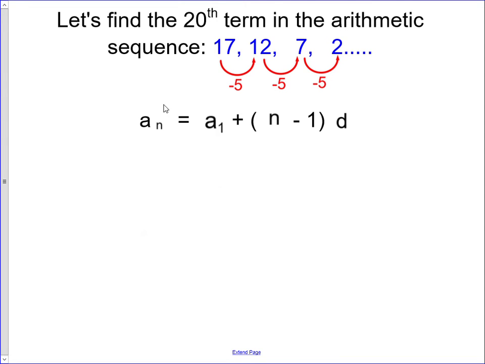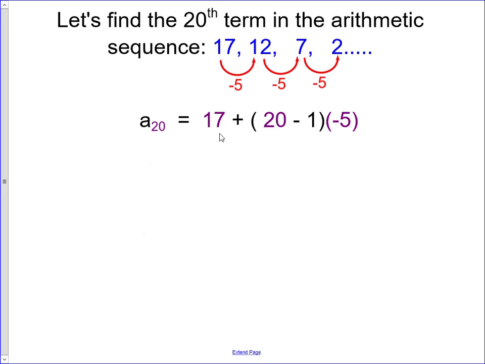Let's plug the numbers we have into our formula so we can work it. The n represents the number of the term we're looking for. We're looking for the 20th term, so we're going to replace this n with 20 and this n with 20. A sub 1 represents the first term of our sequence, which is 17, so we replace a sub 1 with 17. D represents our common difference, which was negative 5, so we plug that in with negative 5.